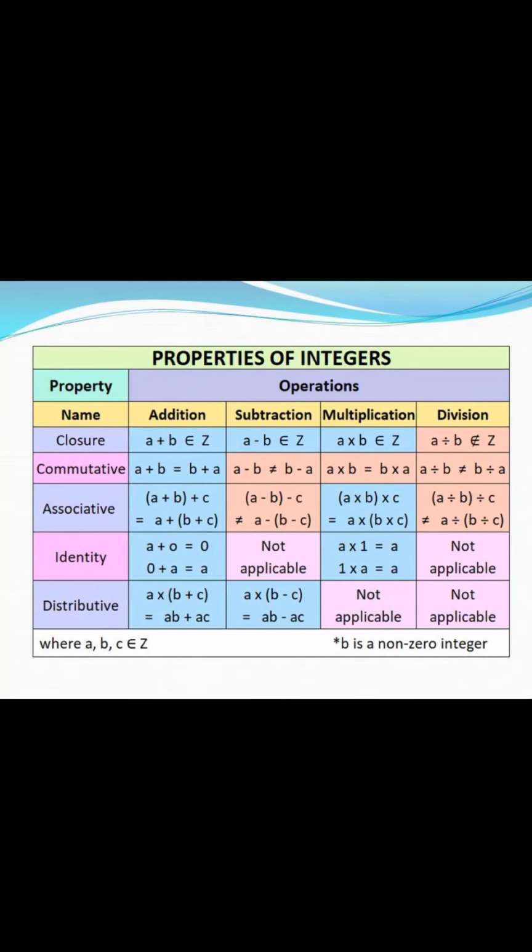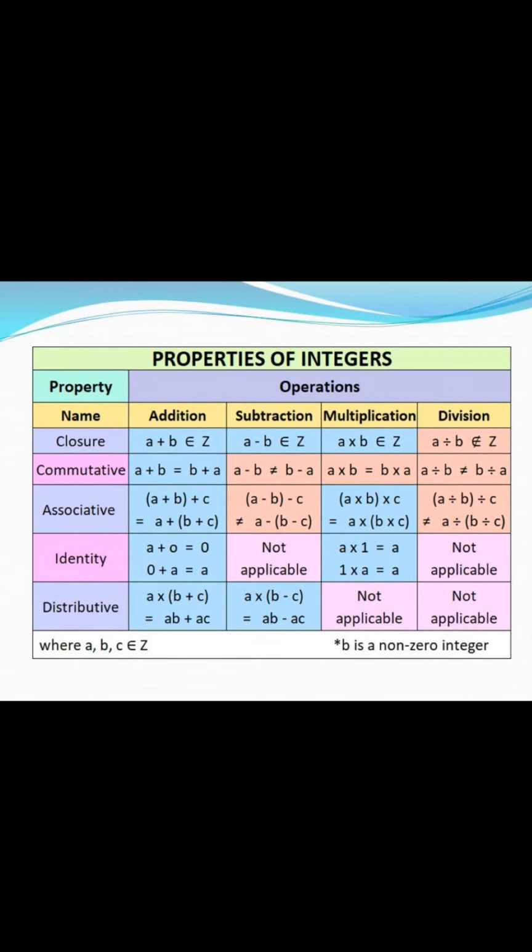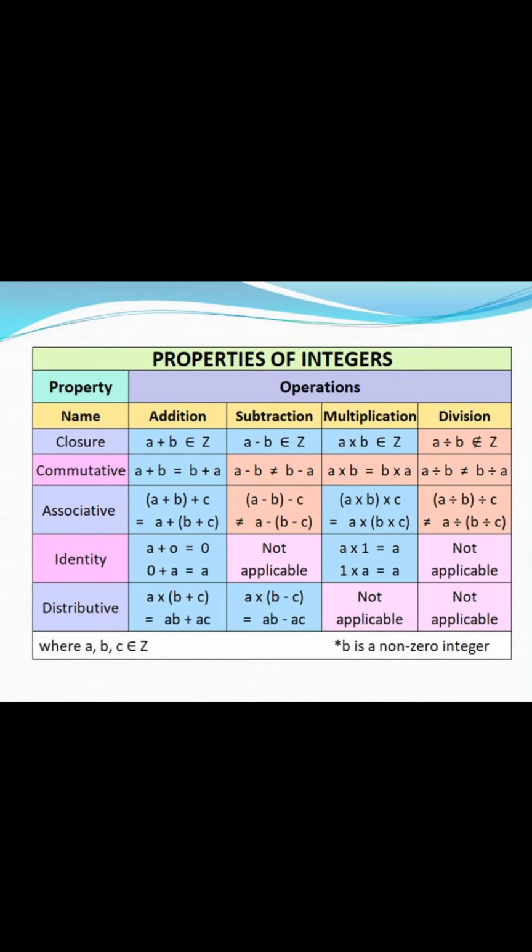Now we will talk about the properties of division in integers. The first property is the closure property. In this property, if we divide, for example, a divided by b, we will not get an answer that is an integer. The next property is the commutative property. In this property, if we divide a divided by b, the answer will not remain the same if we divide b divided by a.